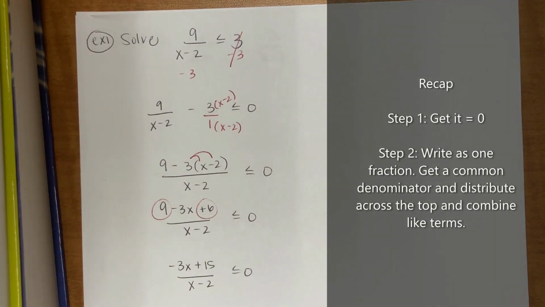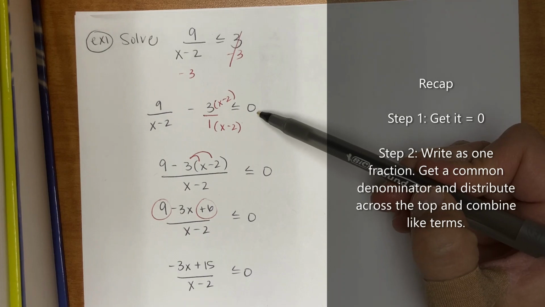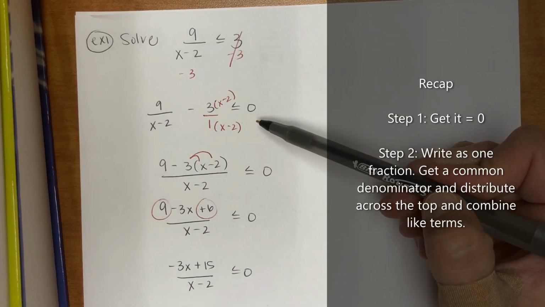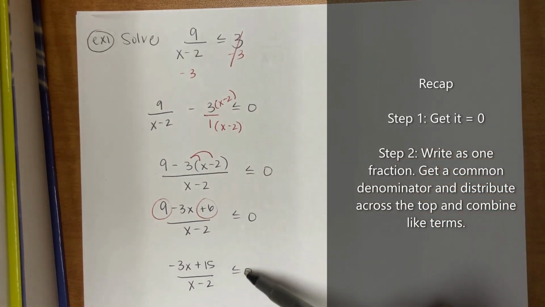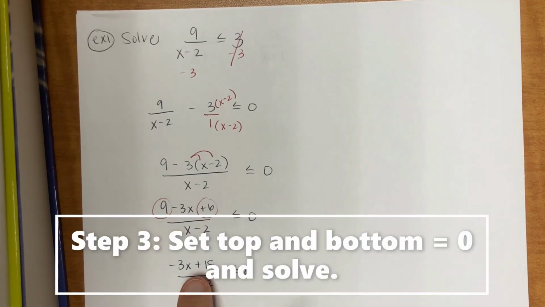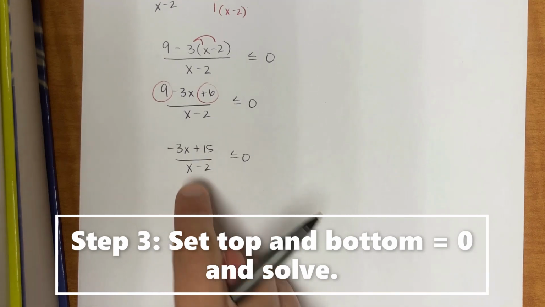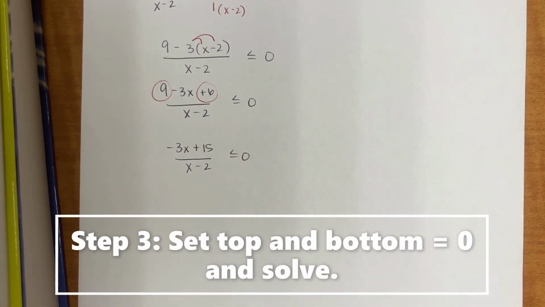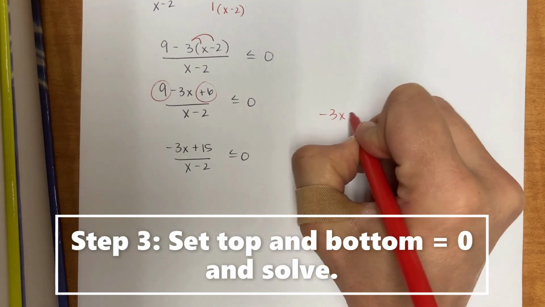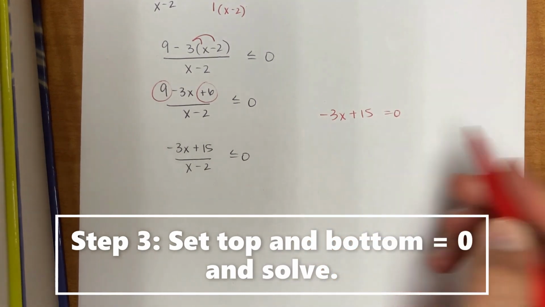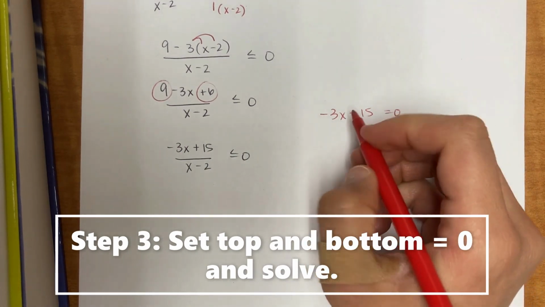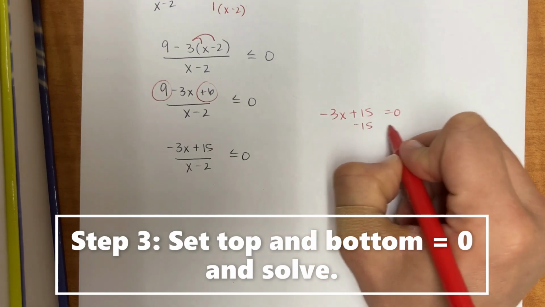Okay, so step number 1, get it equal to 0, which is what we did. Now I can add the two together, get a common denominator, and distribute and combine like terms. We're going to set the top equal to 0 and set the bottom equal to 0 and solve. So kind of off to the side, you're thinking, okay, negative 3x plus 15 equals 0. There's not an x squared or anything here, so just isolate your x. So subtract your 15.